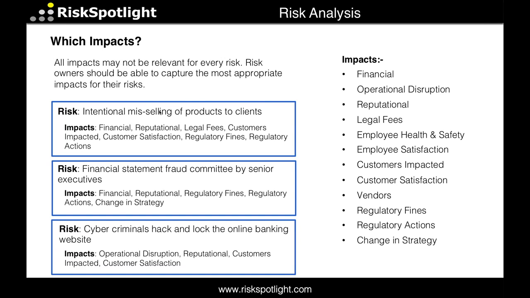So for intentional mis-selling of products to clients, I've listed some of the impacts which may be relevant, where in that case it doesn't necessarily impact the vendors so much. But if we look at financial statement fraud, in that case there is an impact on change in strategy, which we did not have in the intentional mis-selling risk. So depending on which risk you are looking at, because some organizations create 4 or 5 impacts and they say, oh, for every risk you have to capture those 5 impacts. You don't have an option.